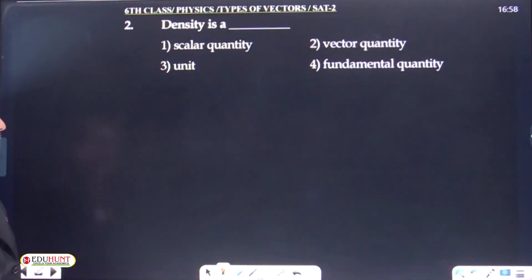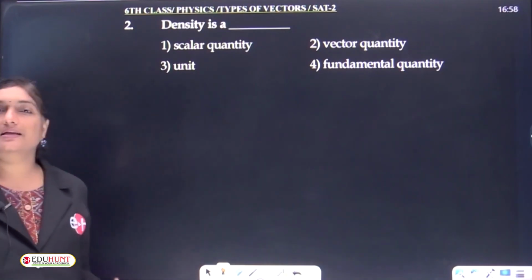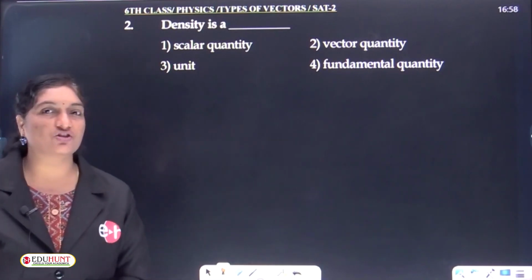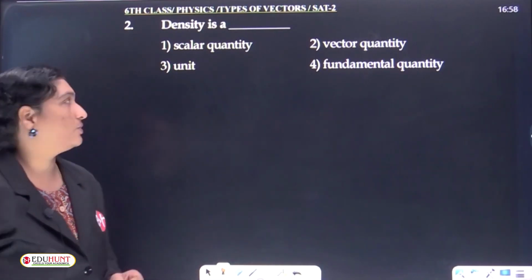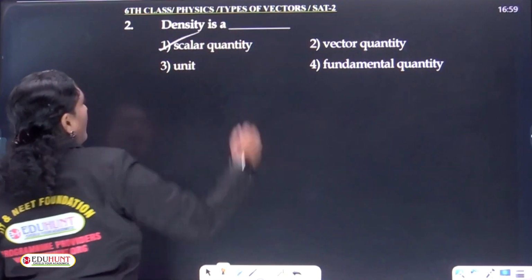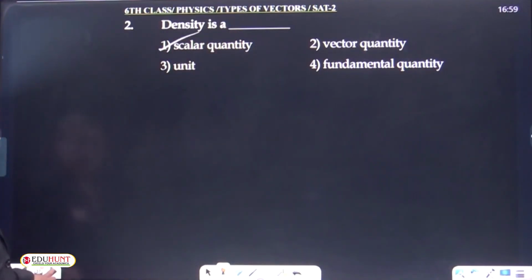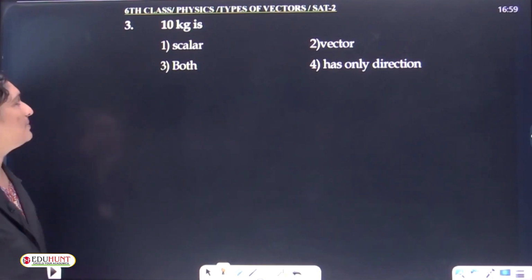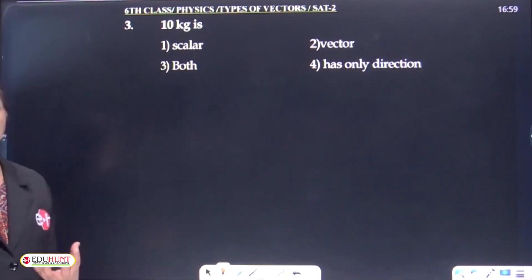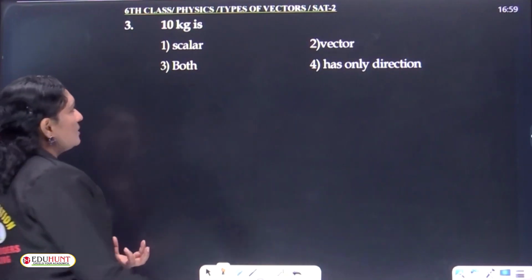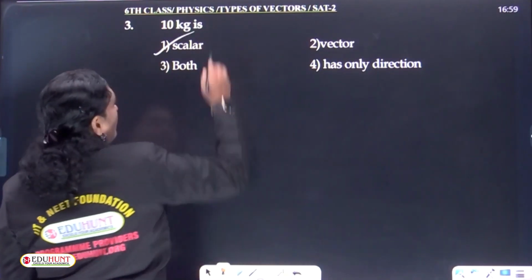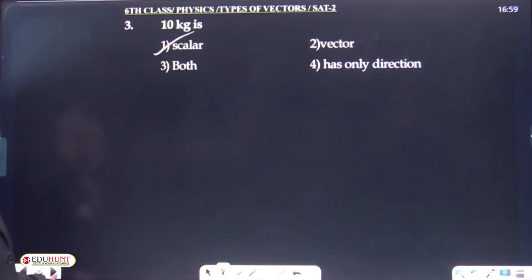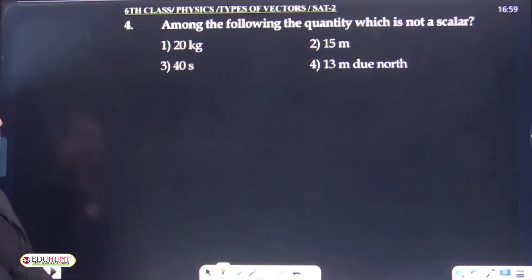Moving ahead with the next one. Density is a... So density, is it a scalar or vector? Density has no direction. It has only magnitude. So density is a scalar quantity. Moving on with the third question, 10 kg. 10 kg means it is only magnitude. So magnitude means it is only a scalar.